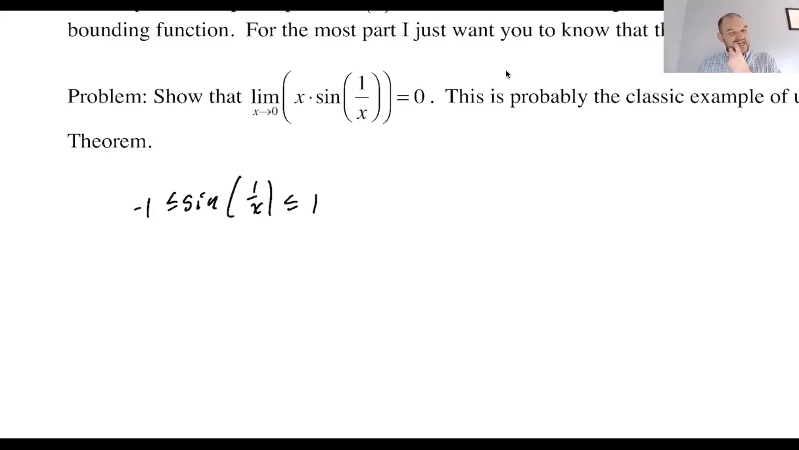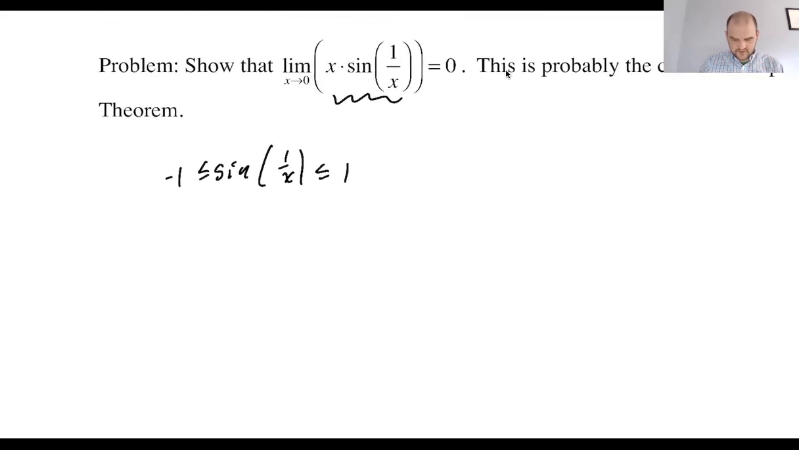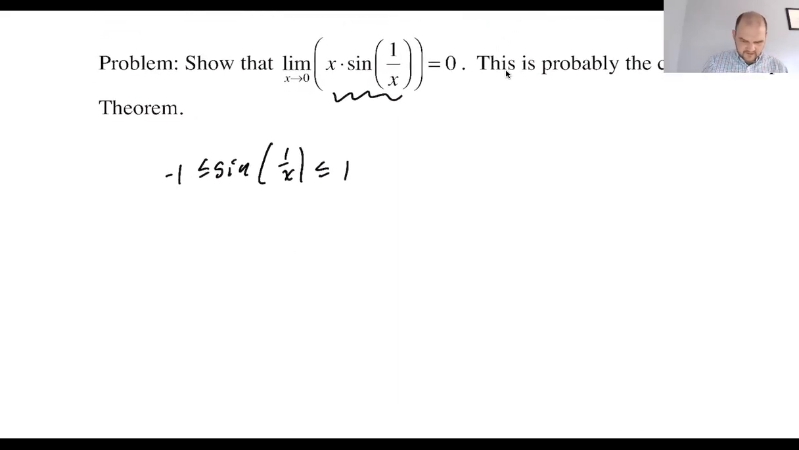All right, so then what I'm going to do is multiply through by x. And why am I doing that? I'm trying to create this. I want that to happen. So let me do that. I'm going to multiply everything I see by x. So then -x less than or equal to x sine of 1 over x, which is less than or equal to x.